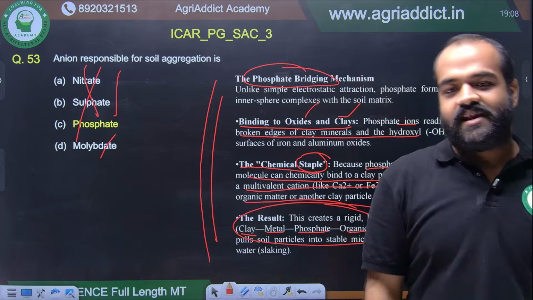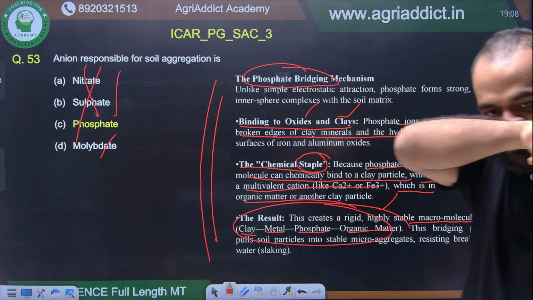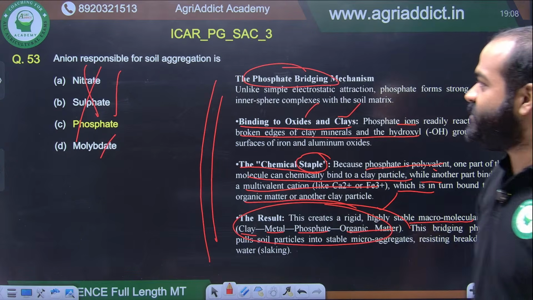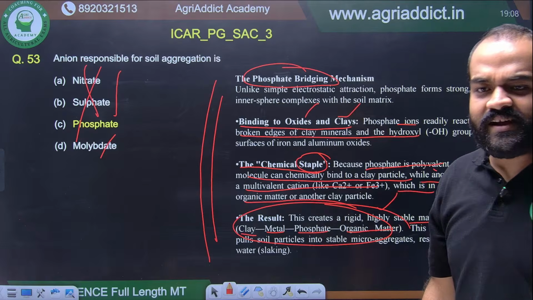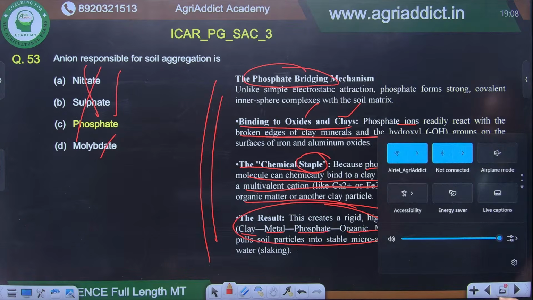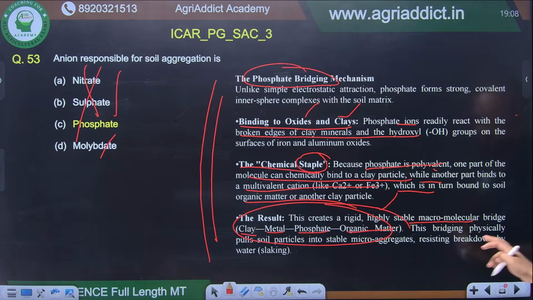Molybdate in some cases is similar to phosphate, but since it is very low, the answer will be phosphate only. And this question you guys know, right? कि phosphatic fertilizer improves the soil structure. इसमें क्यों इतना problem हो रहा है?